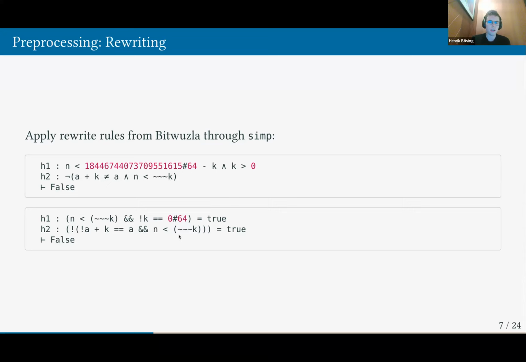For one, they are turning everything into just stuff about booleans and bit vectors for simplicity. And then somehow they also made the big scary constant go away, and suddenly there is bitwise negation of k over here. And they also turned k is greater than 0 into k is not equal to 0, because that's easier to work with later.